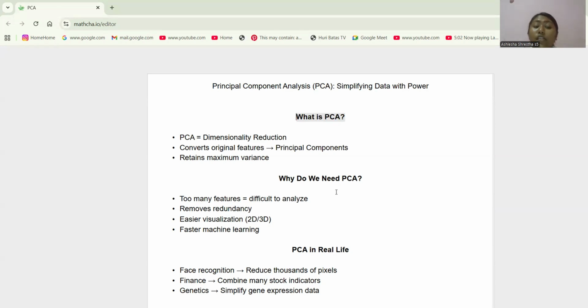So, let's take some real life examples. Like face recognition: images have thousands of pixels, but PCA reduces them to just a few principal components while still recognizing the face. In finance, stock data has many indicators, but PCA can reduce them into a few major trends. Similarly, in genetics, researchers use PCA to simplify very large DNA datasets.